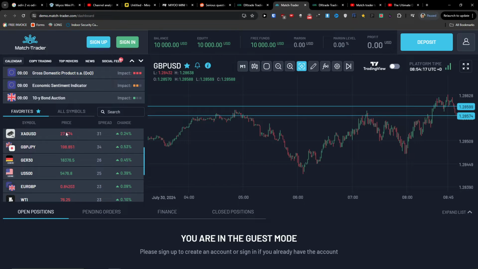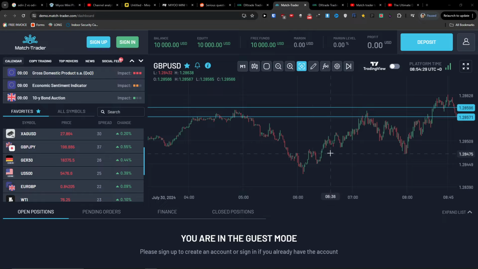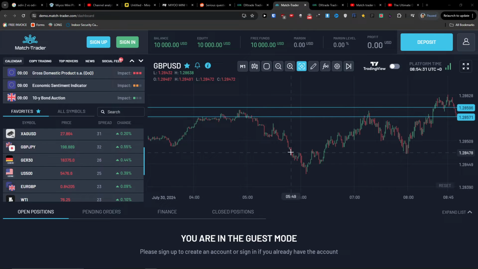Now on the other hand, with the Dxtrade it's simpler to use, and also preferred for straightforward trading. So if you don't really like to go deeper into trading, you can go with the Dxtrade. So these are really the two important things.